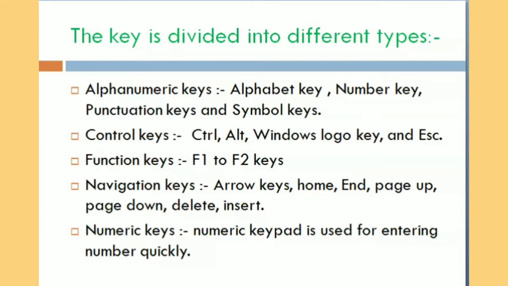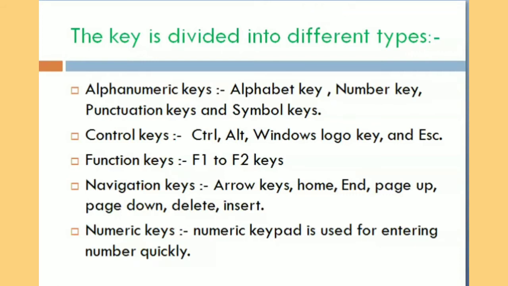Third is function keys. The keys marked F1 to F12 are called function keys. Function keys are also used as shortcut keys to perform special functions. For example, the F5 key is used to refresh the page. So each function key has different functions. For example, the F5 key is used for refreshing the page.